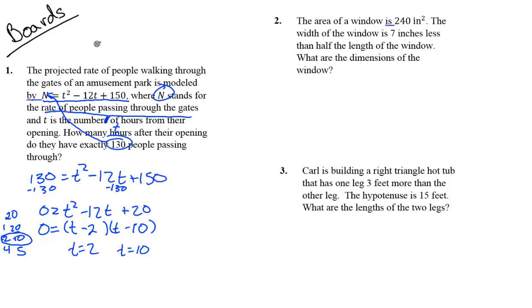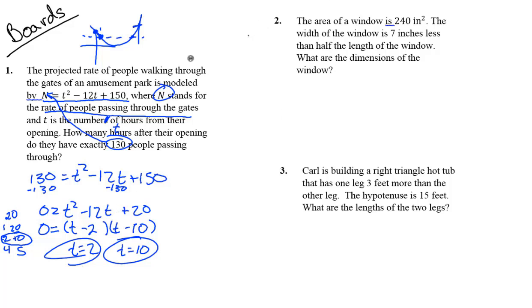If you were to graph this thing, it looks a little bit like this. It starts off right up here at 150 people, and it'll go and hit 130, and then it goes down during the middle of the day when nobody's coming in or out, and then by the time they close, it'll be back up to so many people crunching through the gates at the same time. So we actually have 2 hours and 10 hours, 2 times when that will happen.